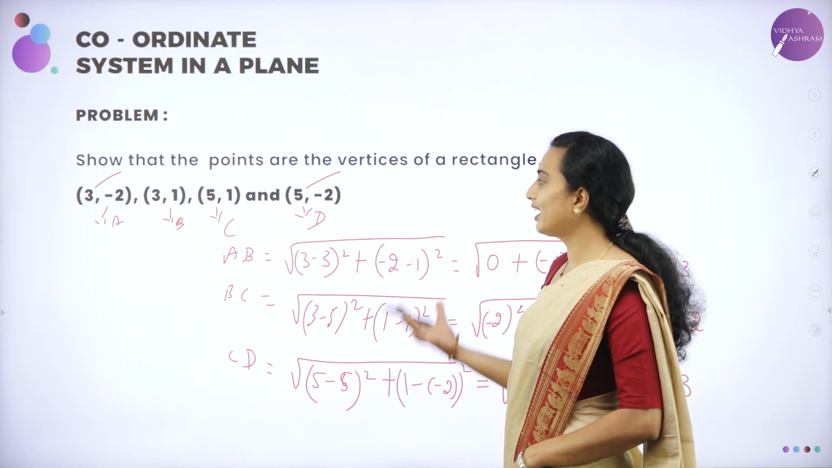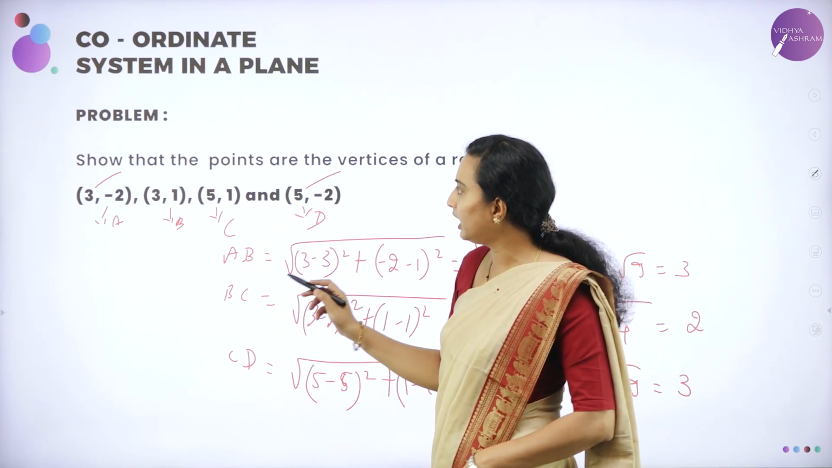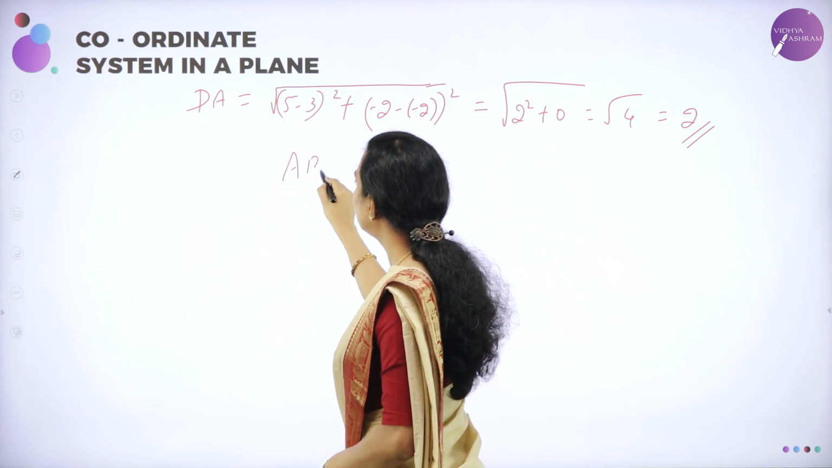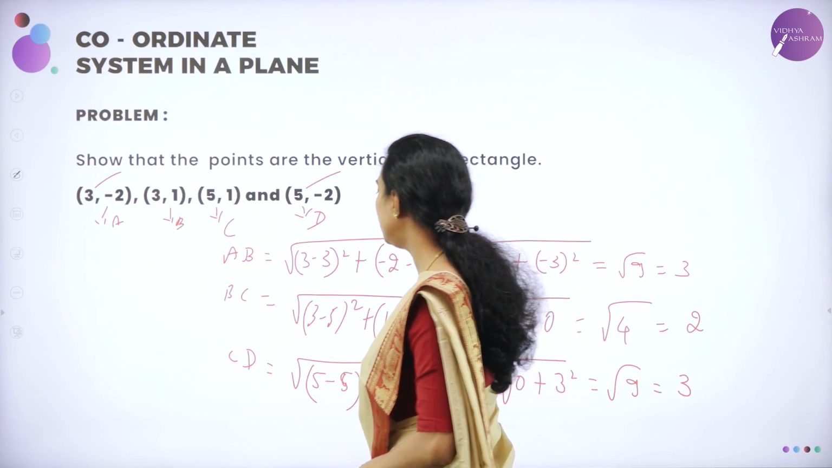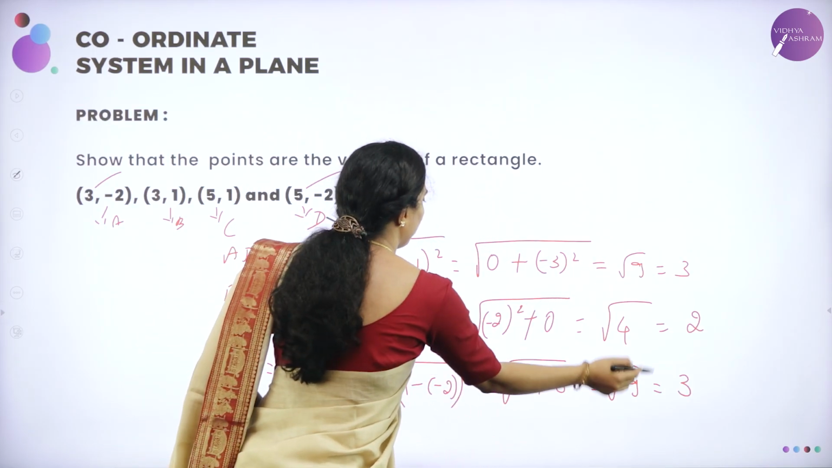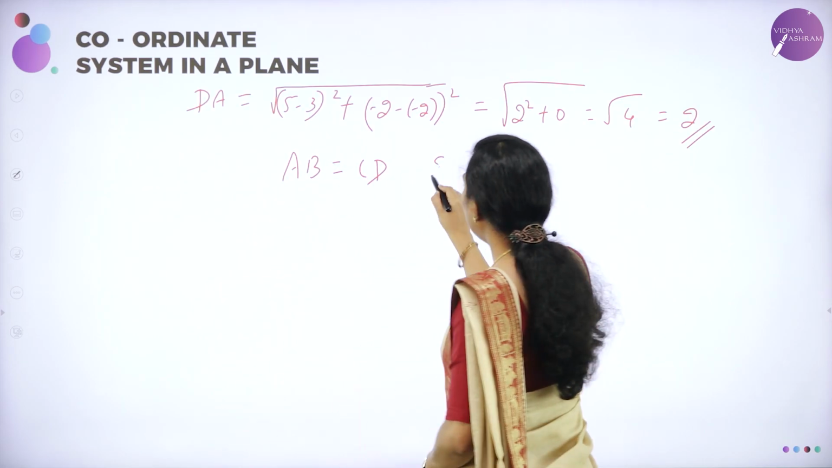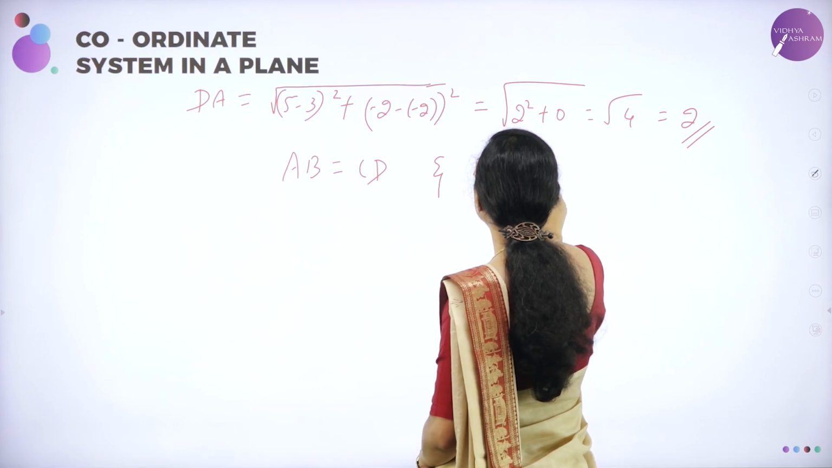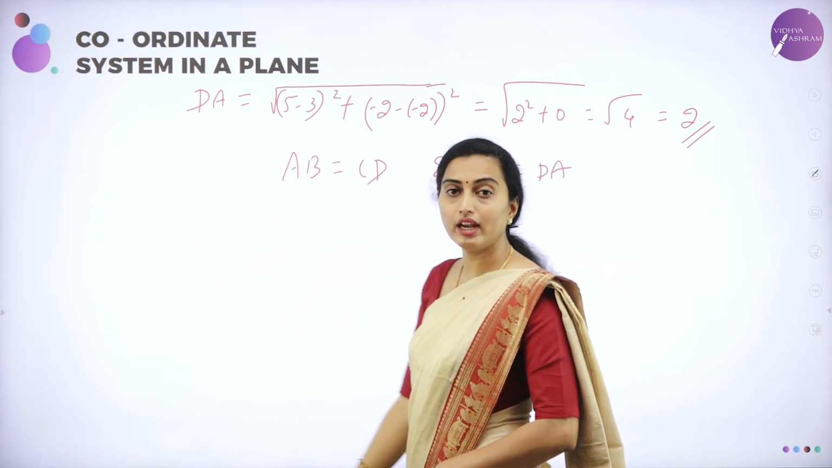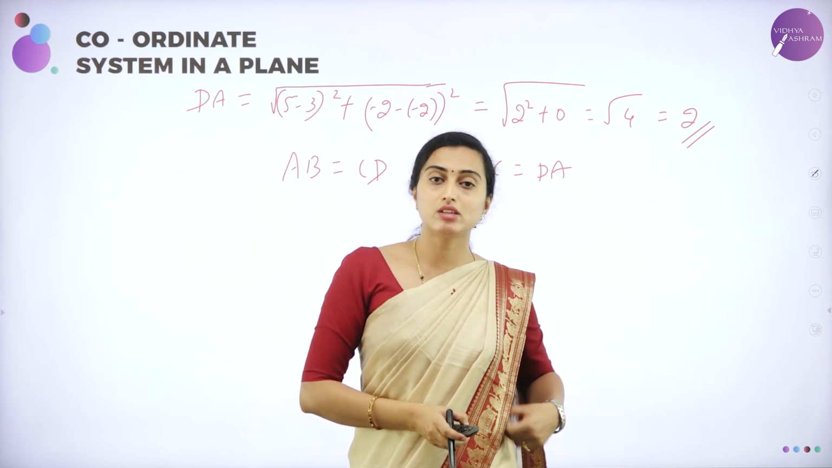Show that the points form a rectangle, opposite sides. Obviously, AB is equal to CD. Why is AB equal to CD? AB is 3, CD also 3, and BC is equal to DA or AD. Anything is fine, correct? So opposite sides are equal and diagonals are also equal.